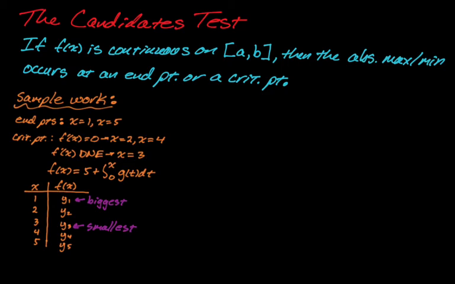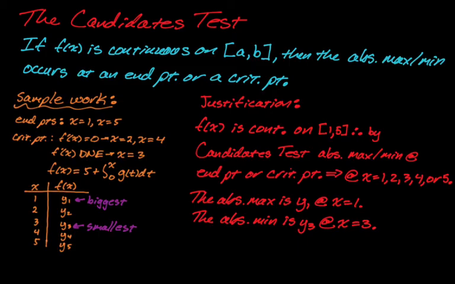So here's what my justification would look like. It's a lot of writing, but you should do it a lot so that you are just like muscle memory getting through it. So here we go. F of x is continuous on the interval from 1 to 5. That's what makes you allowed to use the candidates test. Then you say, therefore, by the candidates test, the absolute max or min is at an endpoint or a critical point. I decided to list them here.